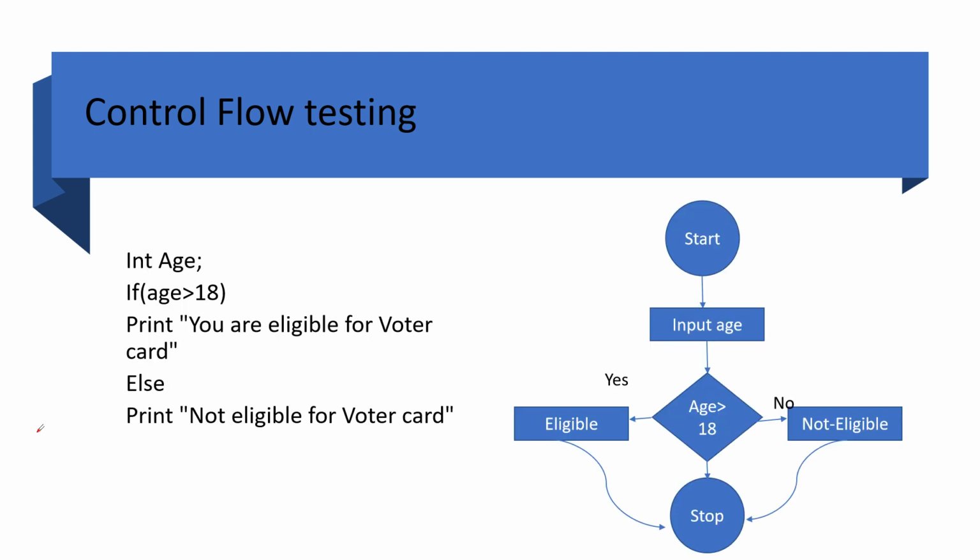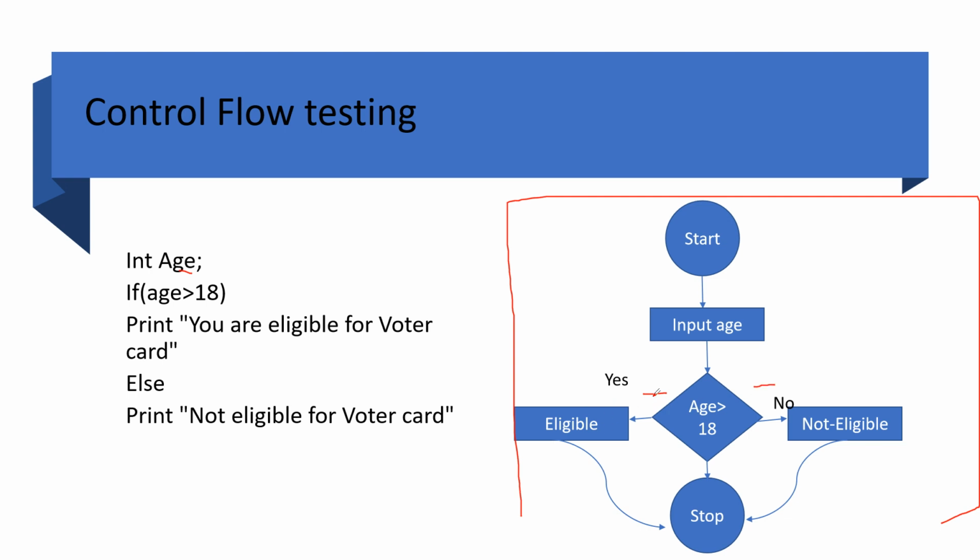So in this example, int age, we have age. If age is greater than 18, print you are eligible for voter id, else not eligible for voter card. Now this is how the flow graph notation or the control flow will look. They are starting, getting the input as age. Now here comes your decision. If age is greater than 18 and it matches, it will go to yes. If it doesn't match, it will go to no.